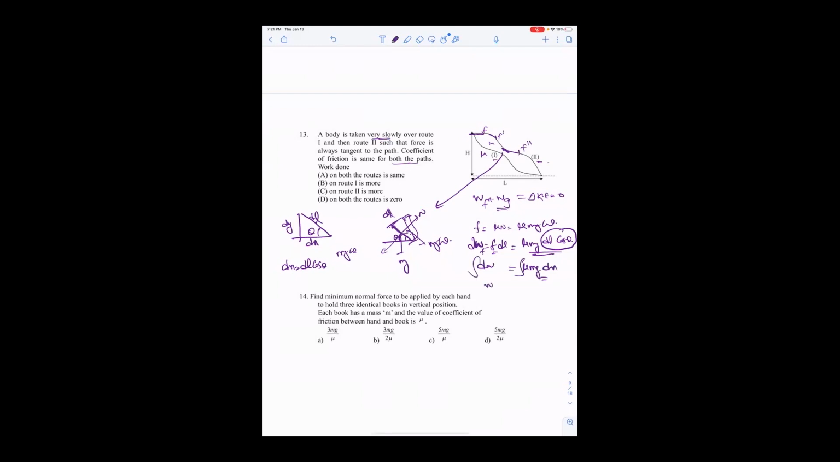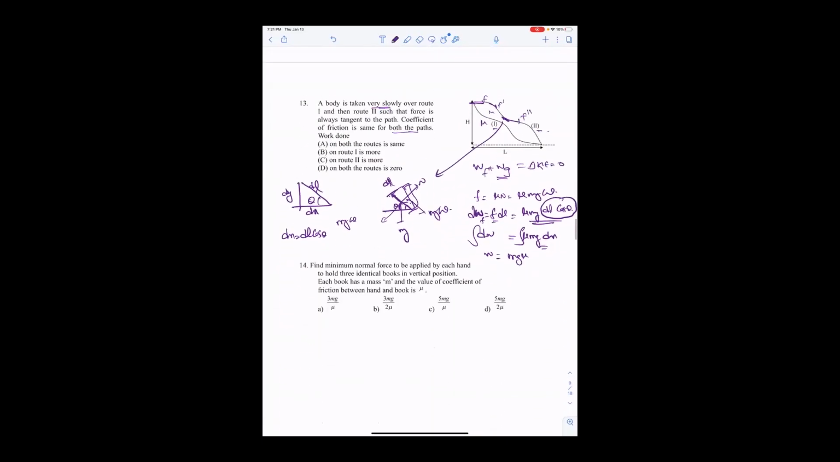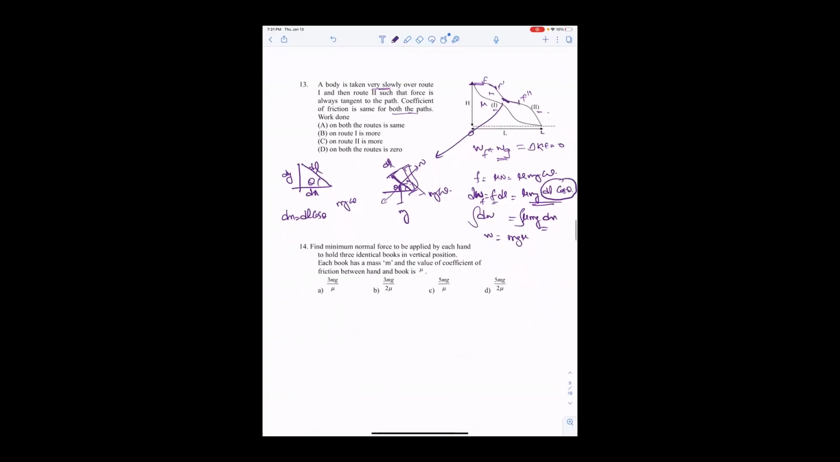If I integrate, net work done: mg is constant, mu is constant. Integral of dx from 0 to L. So mu mg L. We are getting mu mg L, and it is independent of the path. So it is the same on both the routes. Is that clear? Whatever route it takes, it is the same. It has to end at the same point. That is the logic here. Because if you turn it this way, again, N becomes 0 in between, something like this.